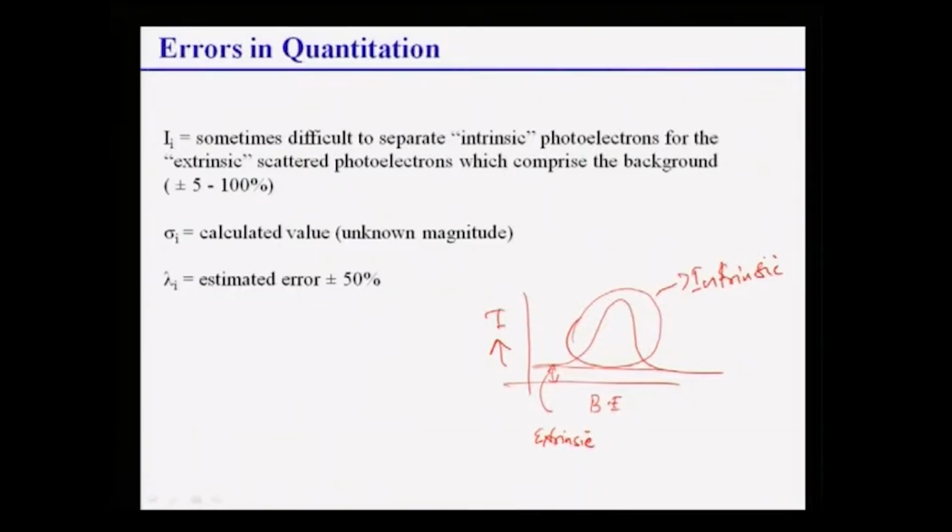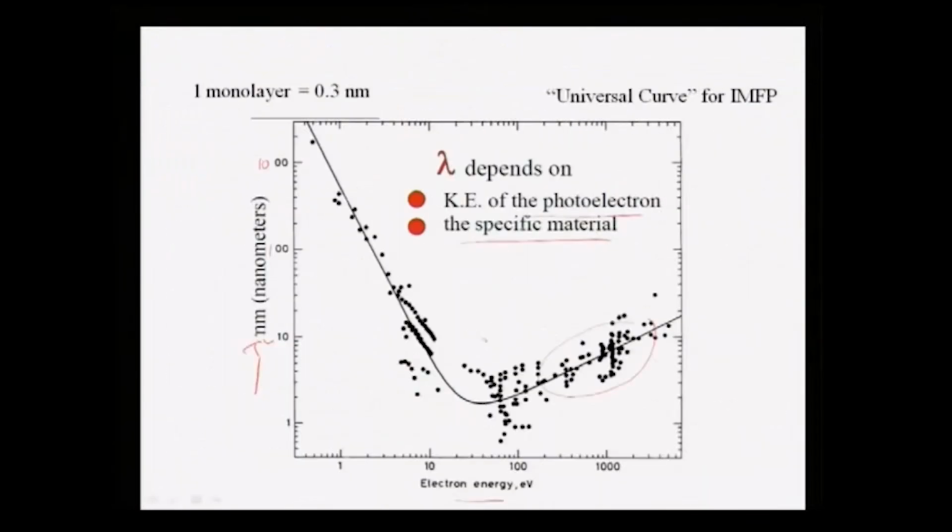The second important source comes from sigma i, which is normally calculated from the plot which I have shown you, and there the magnitude of the error is unknown in most cases. Lastly, error can come from the estimated lambda i, and I have already shown you how lambda i is calculated. Let me go back. Yeah, this is how the lambda i are calculated.